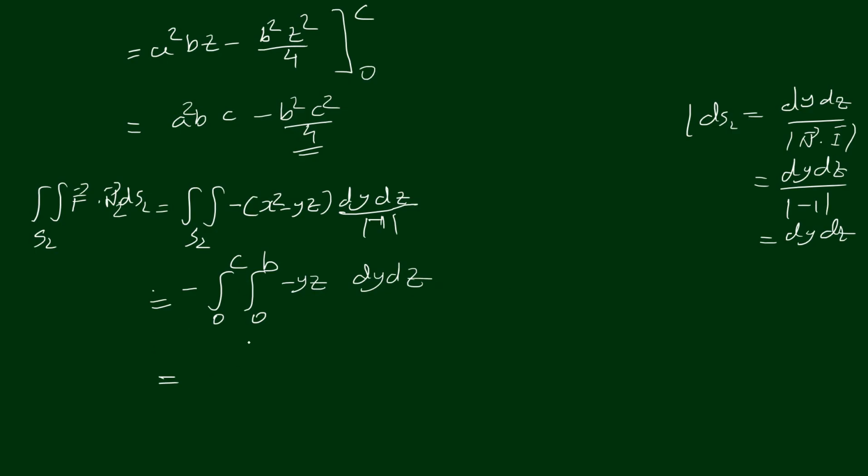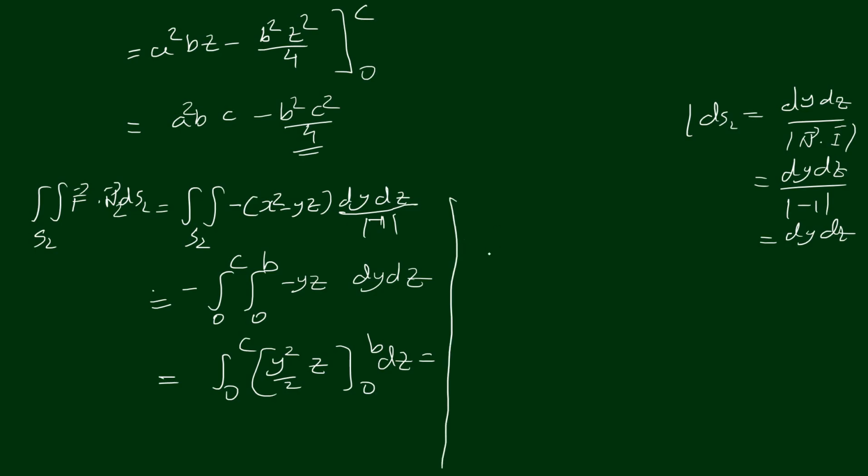Here we will get the integral from 0 to c, integral with respect to y, that is y square by 2 times z, from the limit 0 to b dz. Now we put the limit for y, 0 to b. If we give the upper limit, we will get b square by 2 z. If we put the lower limit, it will become 0.